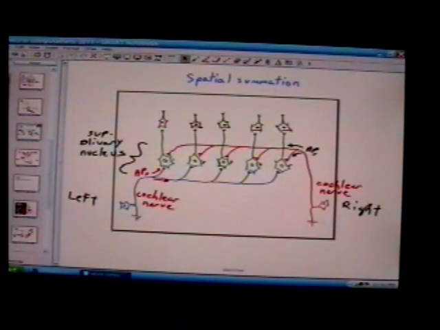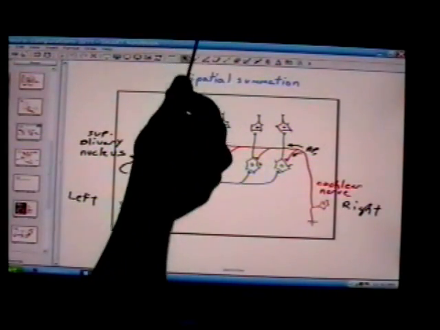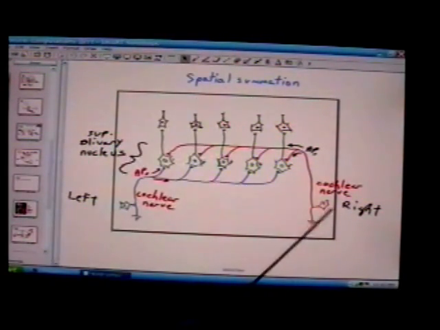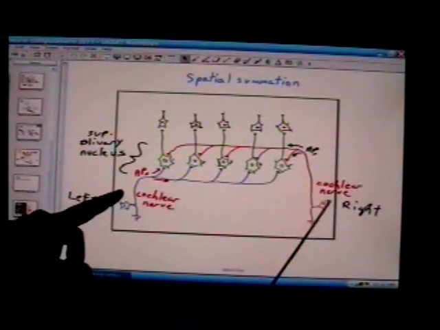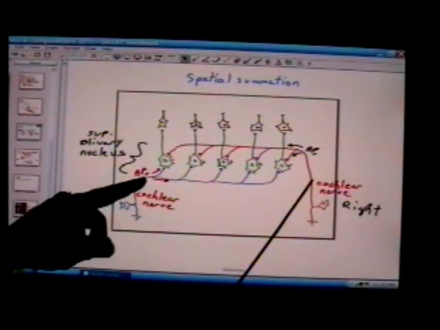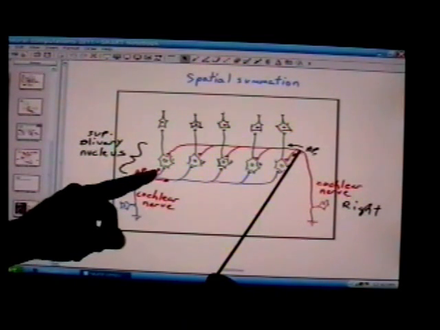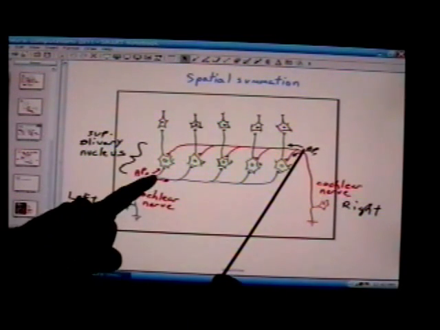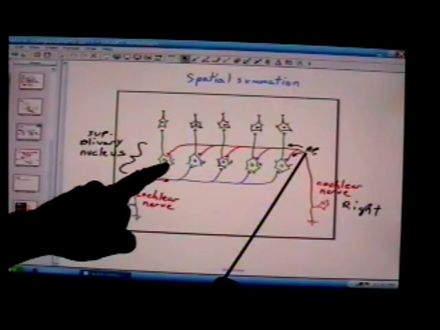Here's how the system would work. Let's imagine that the sound comes from directly in front of the person. So the right and left ear will be activated simultaneously. Action potentials will then be generated along each of these axons. And notice that by the time the action potentials arrive here, the one on the left, the blue one, has already reached cell number 1.